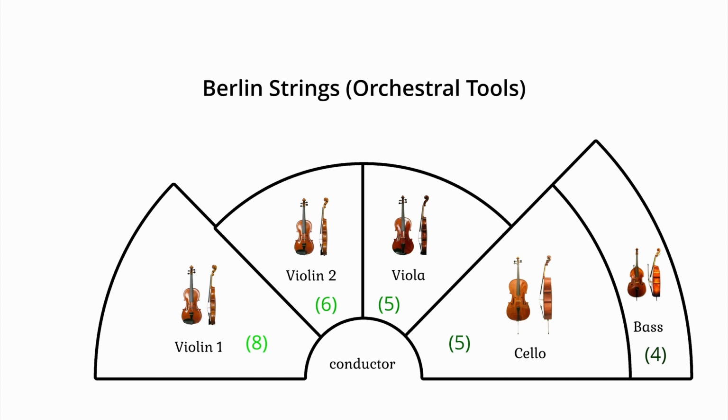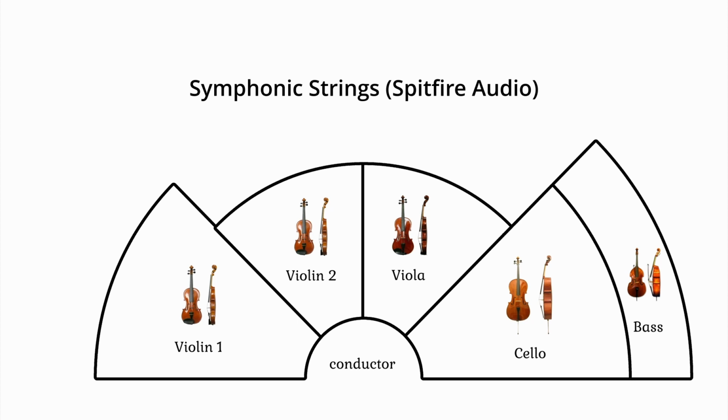It's rather small for a full orchestra, but it maintains a bit of the intimate texture of a chamber orchestra and can still achieve the raw power of a large ensemble. The last example is from Spitfire's Symphonic Strings library, with 16 firsts, 14 seconds, 12 violas, 10 celli, and 8 basses.